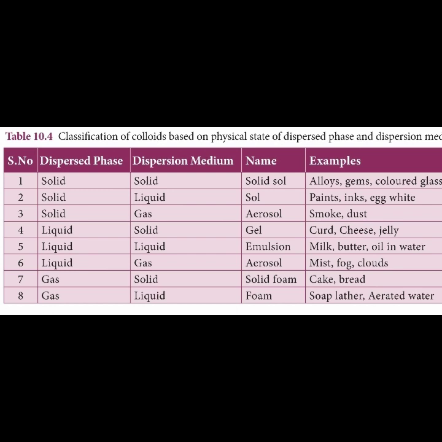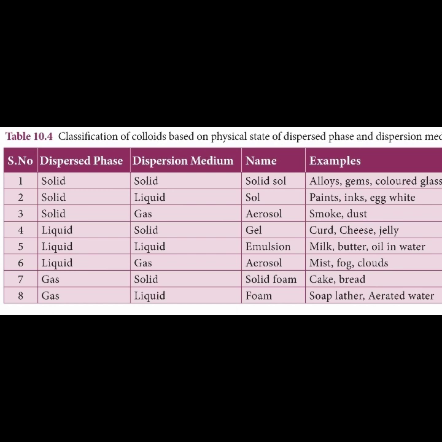If the solute and the solvent are both solids, it is called a solid sol. Examples are alloys, gems, colored glass, etc. Alloy means two or more metals, both solid in nature. If two substances both in solid nature give a homogeneous mixture, we call it a solid sol. The second one is solid in liquid, for example paint, ink and egg white. Third, solid in gas, that is aerosol, smoke and dust particles.